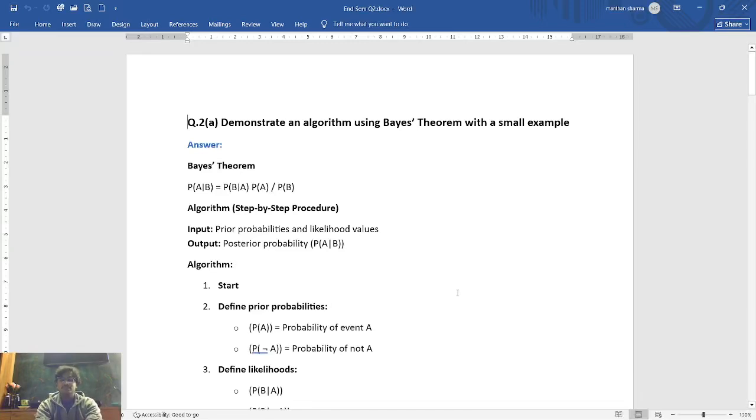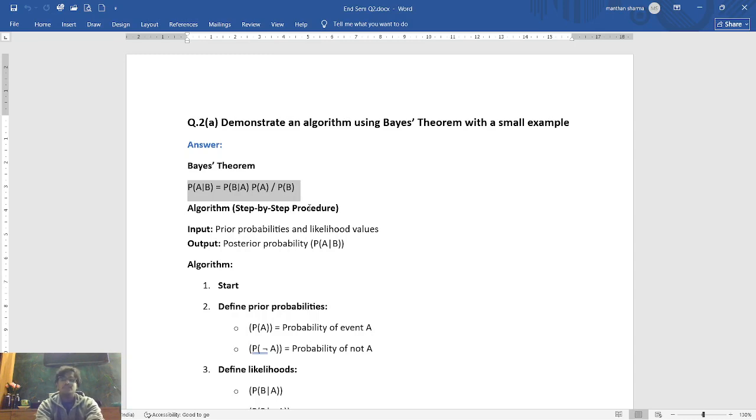Here we are going to see the Bayes theorem with a small example. Bayes theorem helps us update a probability when new information is given. The formula of Bayes theorem is given by this: probability of A given B is equal to probability of B given A into probability of A upon probability of B.